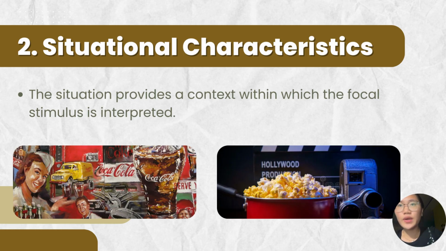Next is situational characteristic, which you can easily read the definition of on the slide. So for example, popcorn. We actually don't need popcorn while watching movies. However, the ads suggest that popcorn should be consumed in the movie theater, so then we get used to it and cannot watch a movie without popcorn. So that is what situational means in marketing.